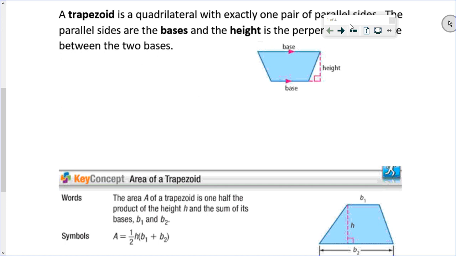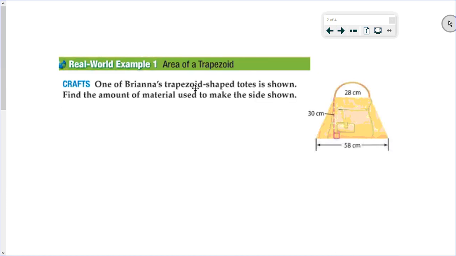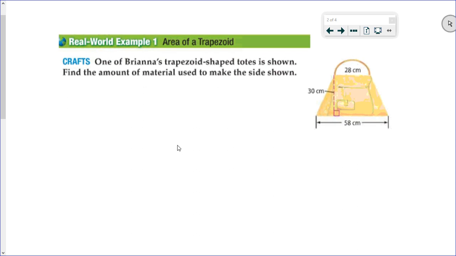So taking a look here at our first example, one of Brianna's trapezoid-shaped totes is shown. Find the amount of material used to make the side shown. So what that's telling us is, find the area of this side. That's how much material is used here.